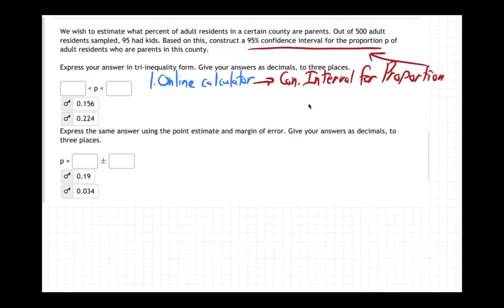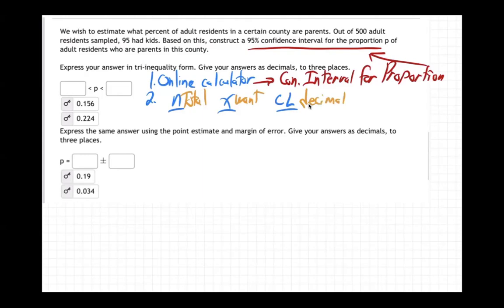And then step two, they're gonna ask us for n, x, and the confidence level. Let me space this out a little bit more. What is n? Total number. What is x? The number we want. Confidence level, make sure you put it as a decimal.